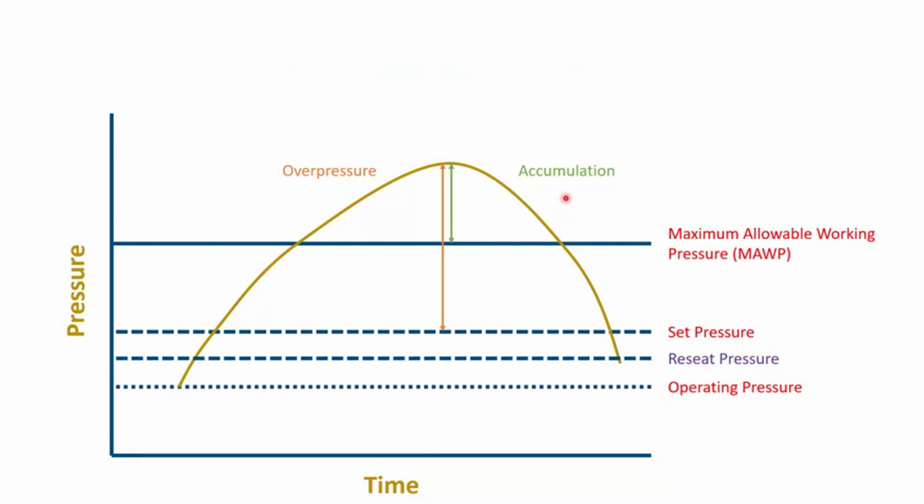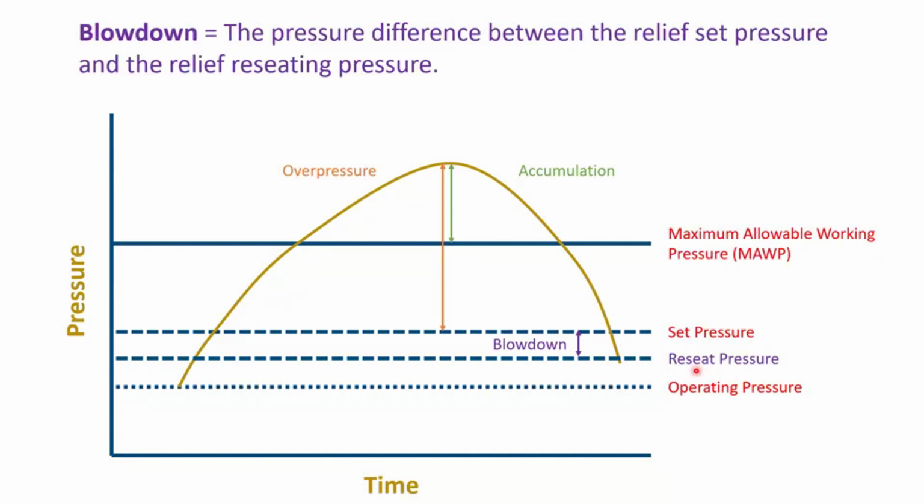Finally, looking at the latter part of this curve, where we see the pressure is relieved from the system and the pressure as time goes on drops back below the MAWP and below the set pressure to the reseat pressure where the valve is reseated, we can define the blowdown as the pressure difference between the relief set pressure and the relief reseating pressure.